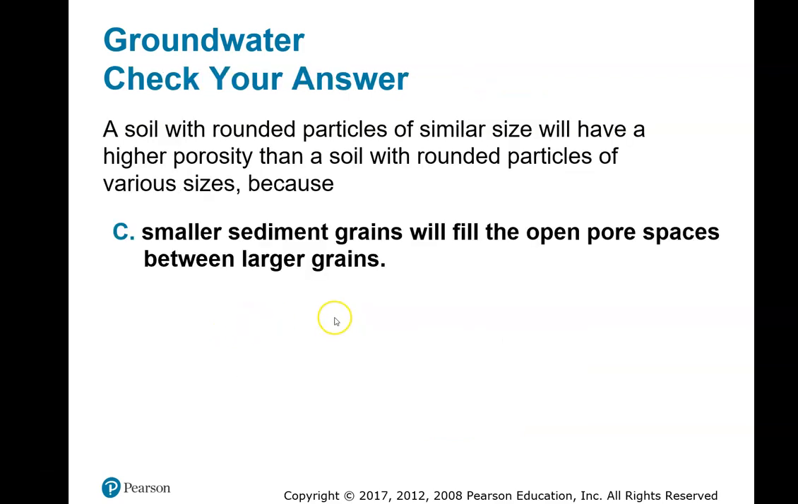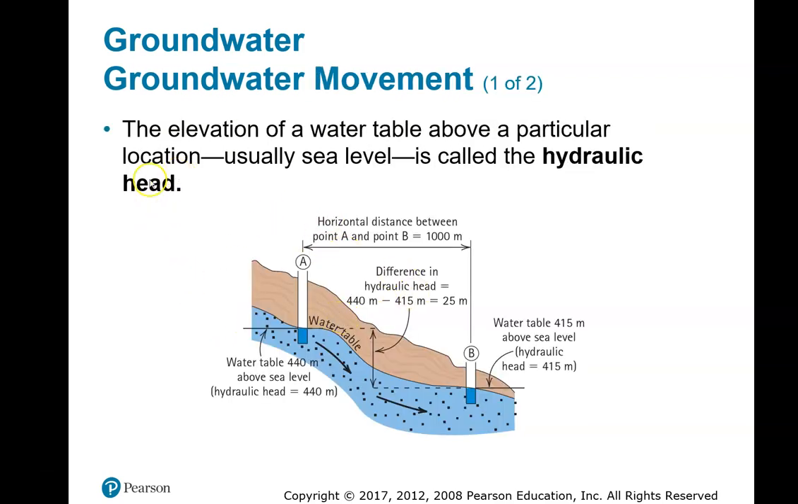All right, so we were right here. This is actually getting to what's called the hydraulic gradient. But before we get to that, let's talk about the hydraulic head, which is simply what the water table level is. Usually we talk about above sea level just to make everything clear. For example, for A here, the water table head is 440 meters above sea level.